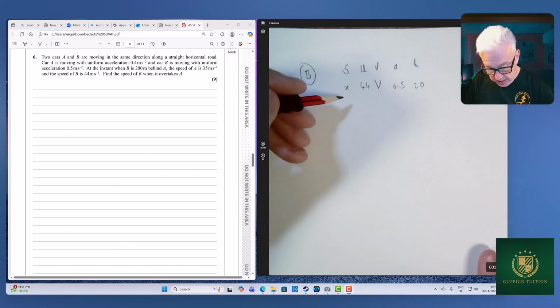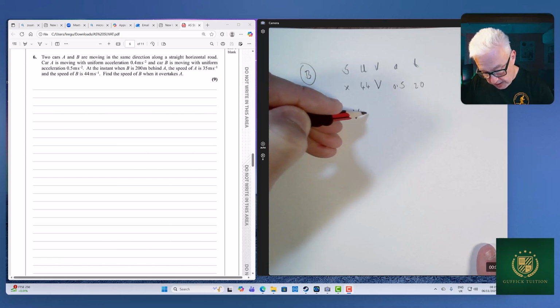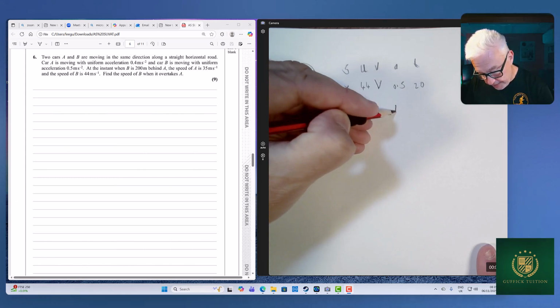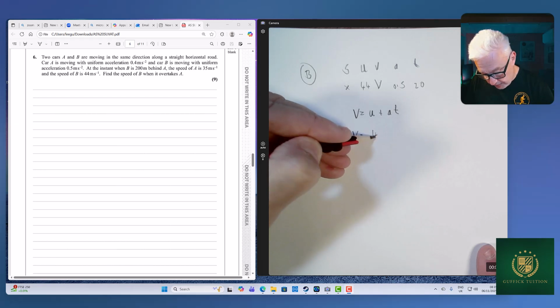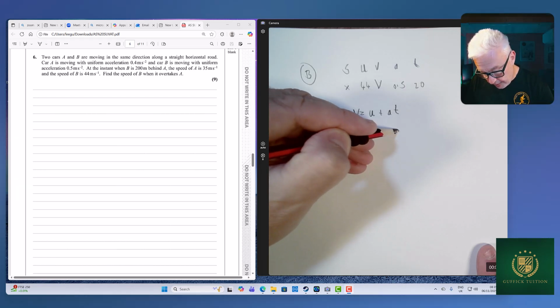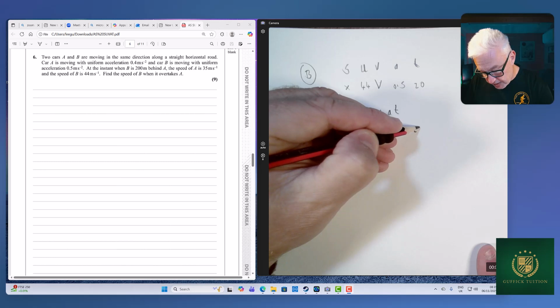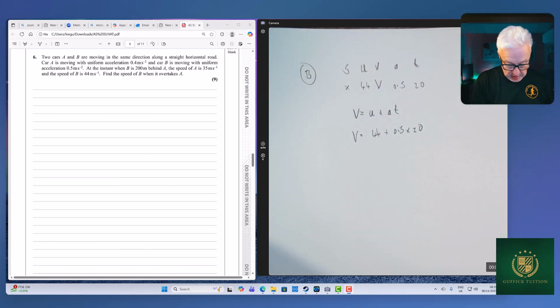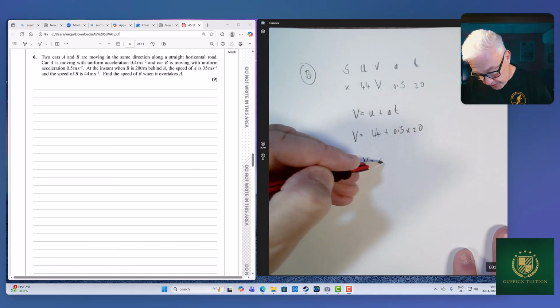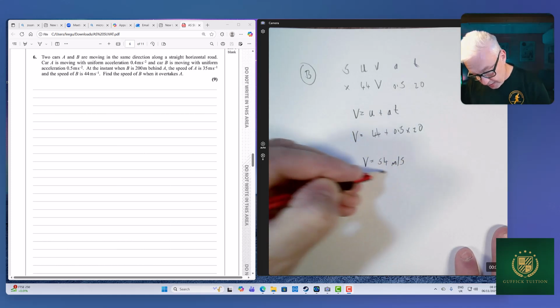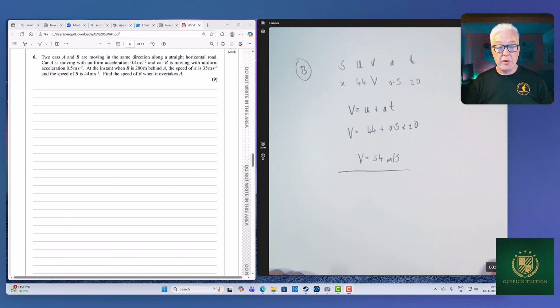The appropriate SUVAT here will be v equals u plus at. So v is equal to u, which is 44, plus the acceleration, which is 0.5, times the time, which is 20. So 44 plus 0.5 times 20 gives us v equal to 54 meters per second, which is the correct final answer.